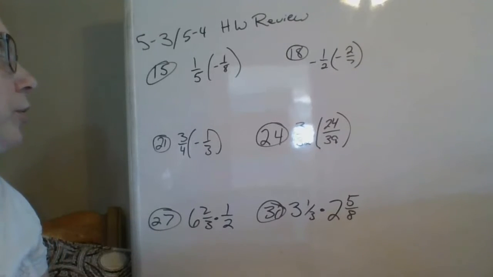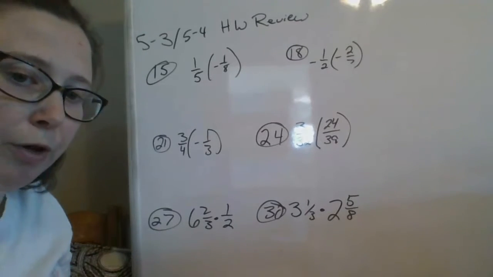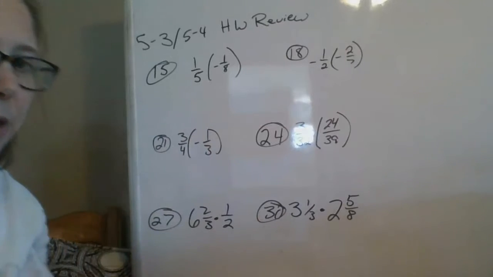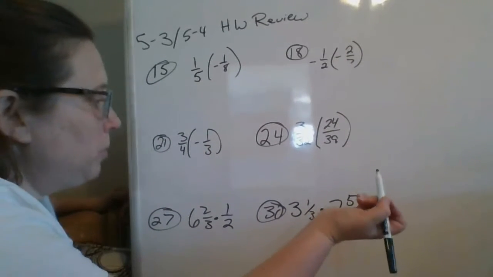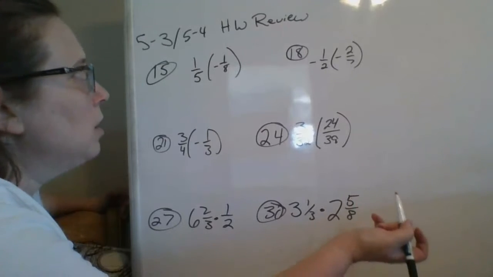Okay, here is your review for 5.3 and 5.4. These are the problems that we had from 5.3. Here we are multiplying all these fractions.